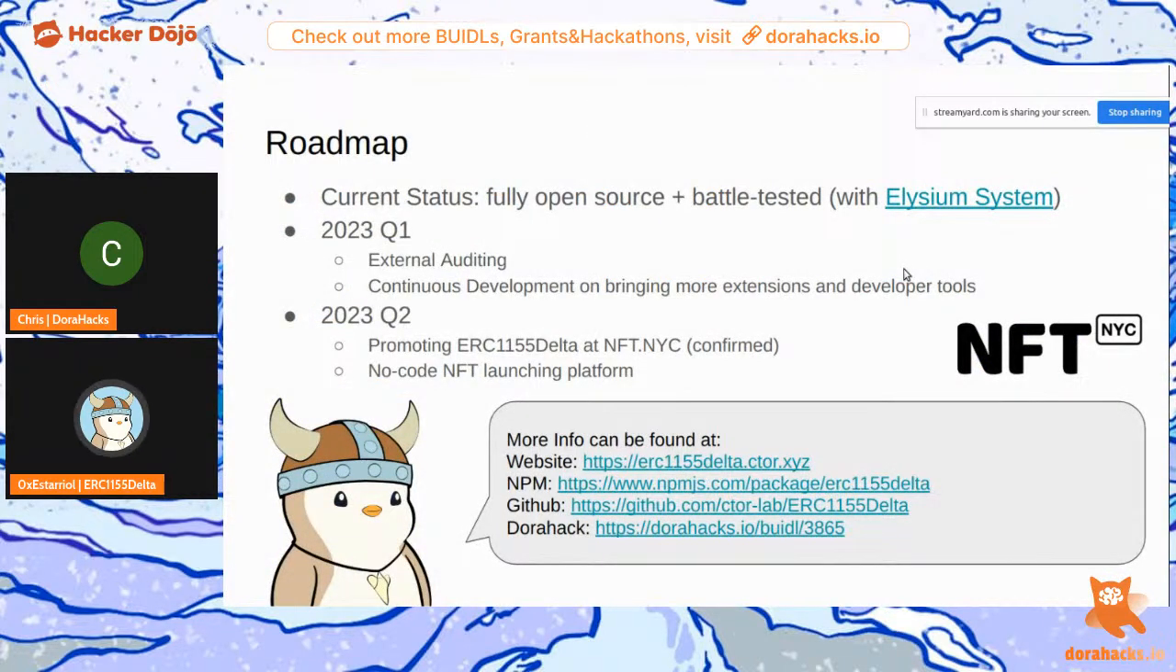Yeah, so the requested funding will be used on helping the continuous development of this project. And also, even though this project has been beta tested, auditing will certainly help the mass adoption of that. And in Q2, we also plan to launch a no-code NFT platform integrated with ERC 1155 Delta, so the teams that don't have the smart contract expertise can still benefit from it.